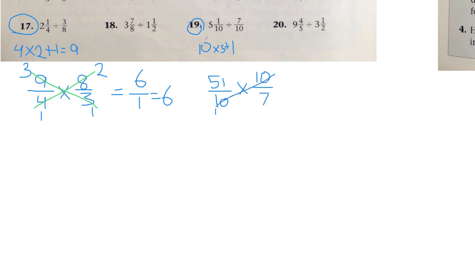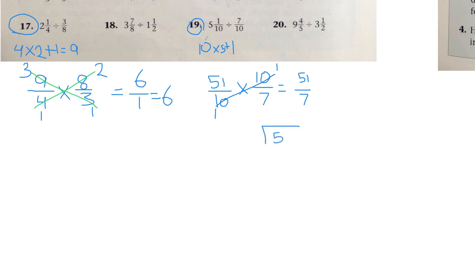Cross cancel. 10 divided by 10 is 1. And 7 doesn't go into 51 evenly. So now we multiply. 51 times 1 is 51. And now we can divide. If you don't know it in your head, you can make the division box.